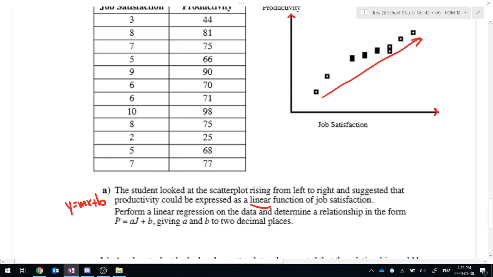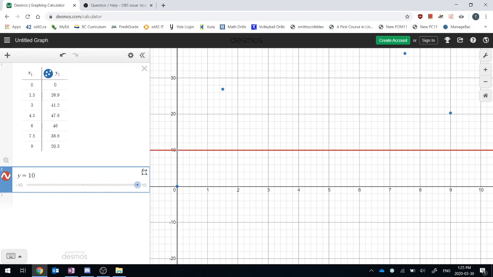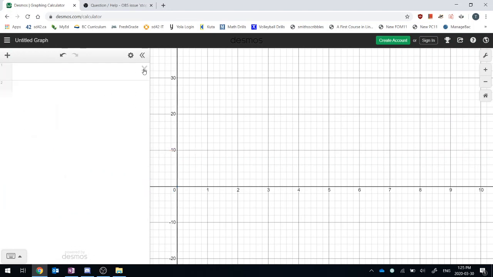Anyway, doesn't matter. So what we need to do is we need to head over to Desmos, and I'll get rid of this stuff here. And we need to create a new table. And we need to enter that data into our table again. Okay, so I'll do this real quick.